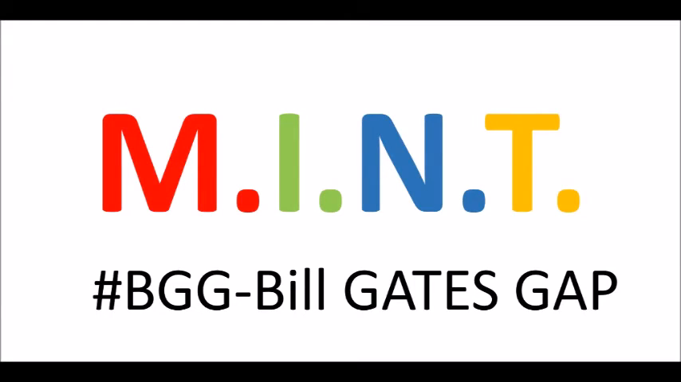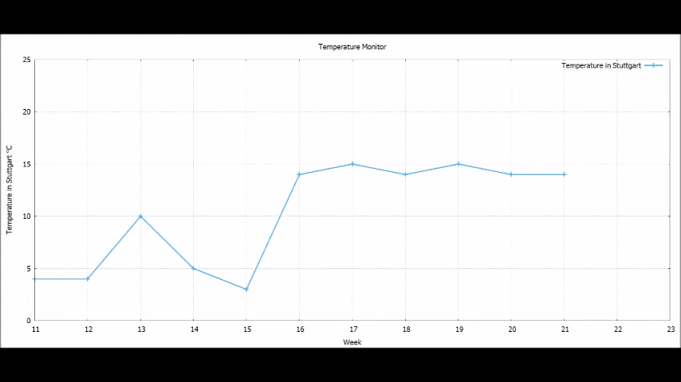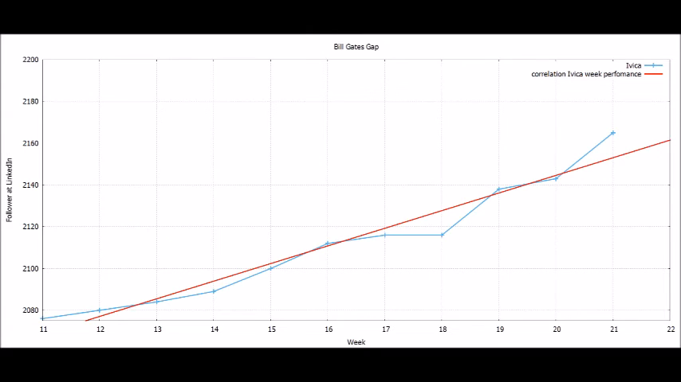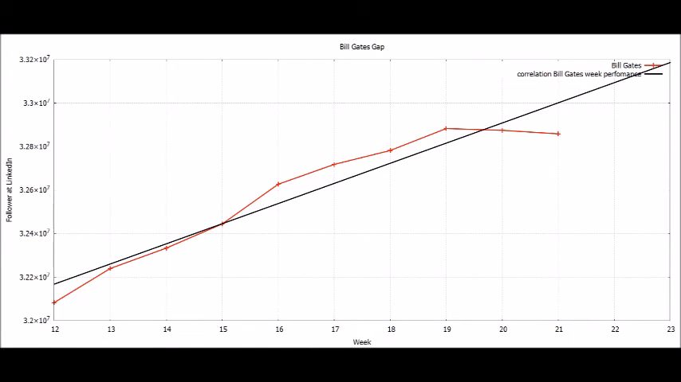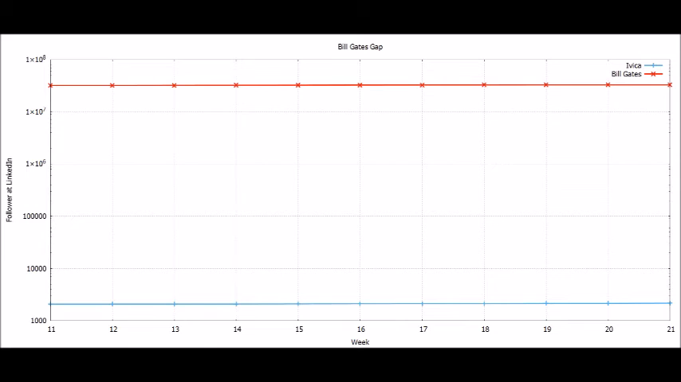But let's check my BGG, my Bill Gates gap. As I mentioned in the beginning, it's still 14 degrees in Stuttgart, Germany, since a couple of weeks, but my number of followers rose significantly. So we are going through the roof. And Bill is still losing followers on LinkedIn. I don't know why, but it doesn't help very much. But still, we have more than 30 million followers as the distance between us.